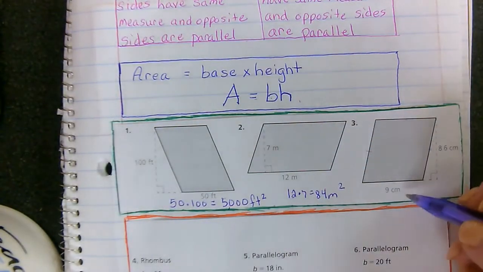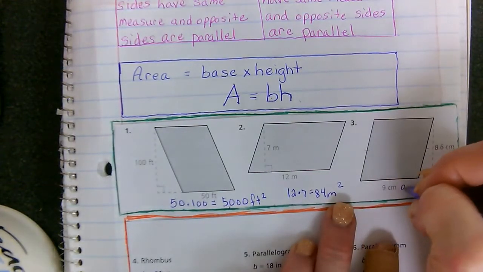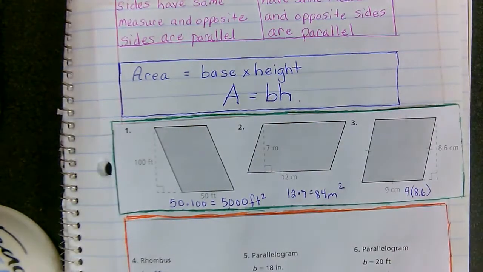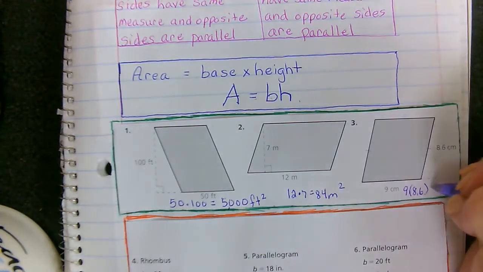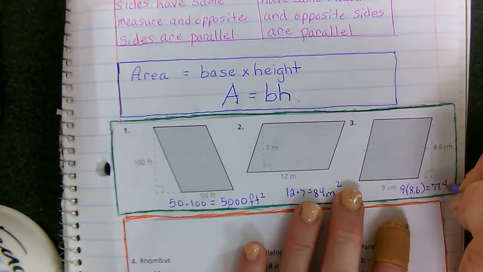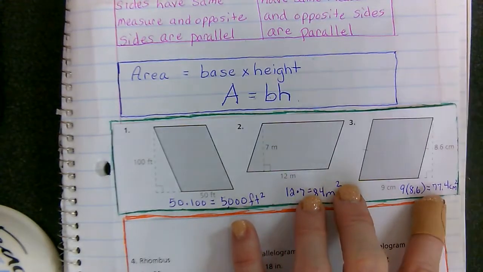On the next one, you do 9 as the base times 8.6 as the height. So 9 times 8.6. I might even put parentheses around it just to save the confusion on the dots. And you get 77.4, and then it's centimeters, and it's squared because it's area.